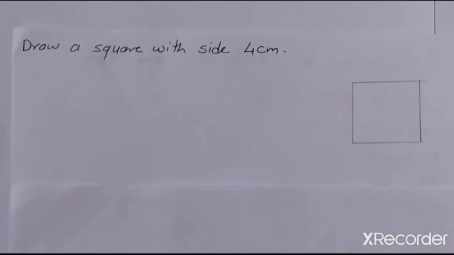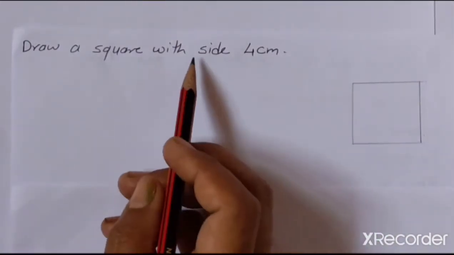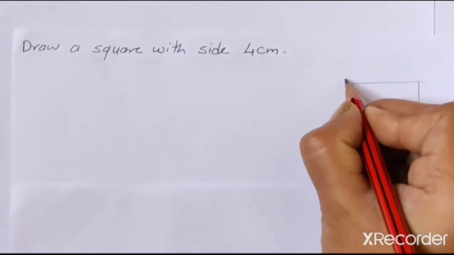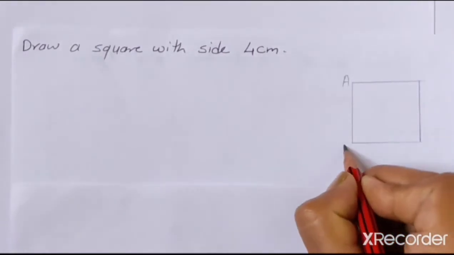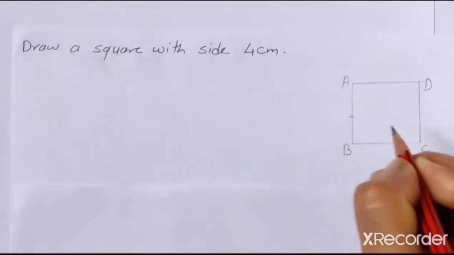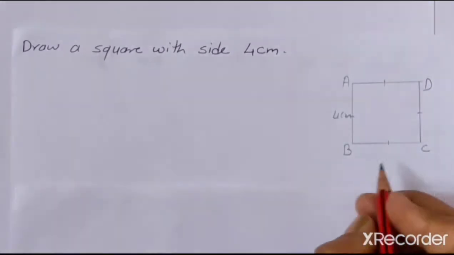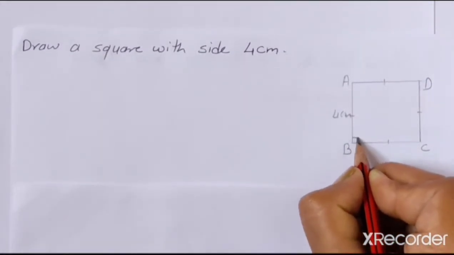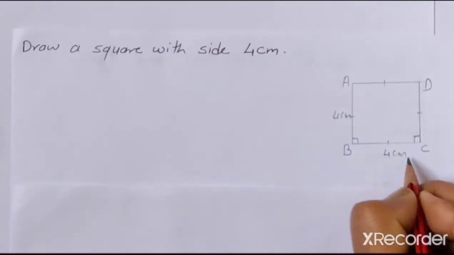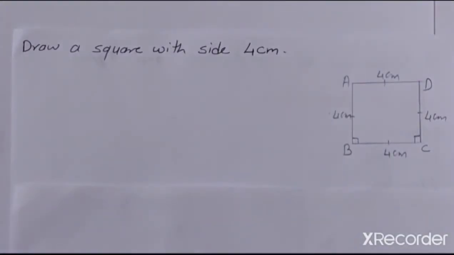Now the next point is its construction. Here is the first question. Draw a square with side 4 cm. Here the name of the square is not given. So I am taking the name of the square as ABCD, whose sides have length 4 cm. Now we know that the measure of each angle is equal to 90 degrees, and all sides are congruent. Therefore all sides have length 4 cm.